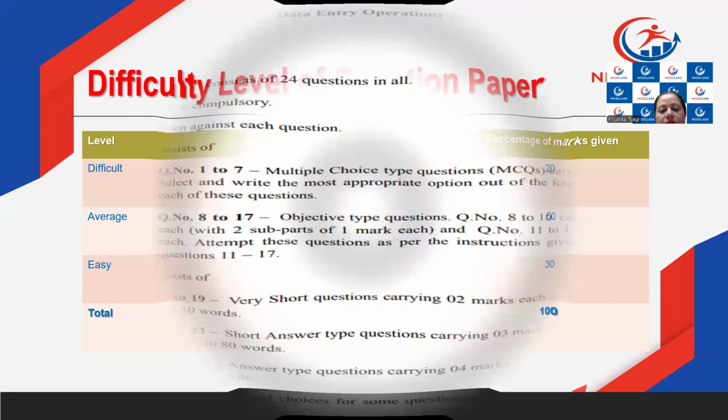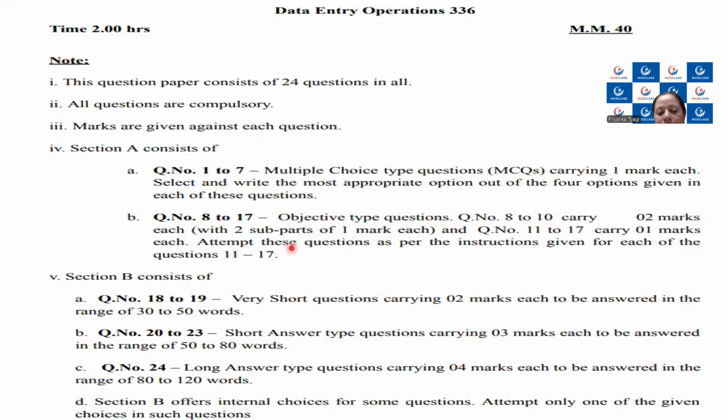So as you can see over here, this is the pattern of the paper of 336 that I have already discussed with you. Maximum duration of the exam is 2 hours. Maximum marks is 40. This question paper consists of 24 questions in all. All questions are compulsory. Marks are given against each question.